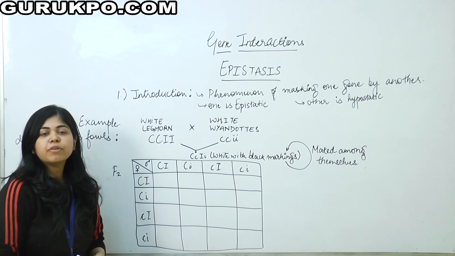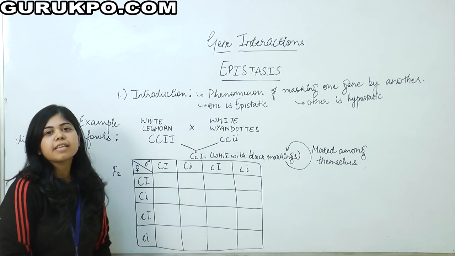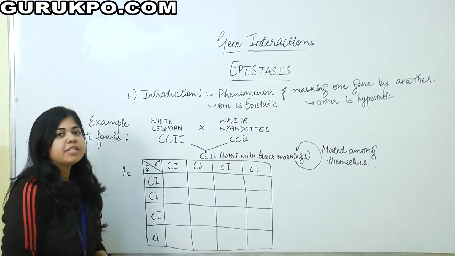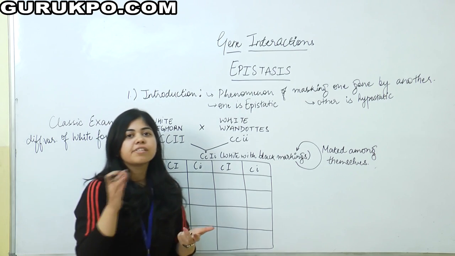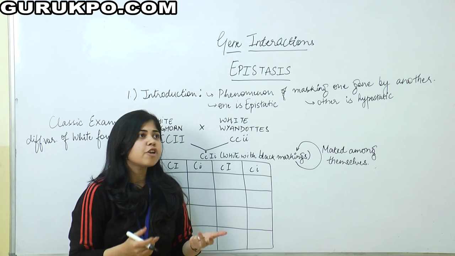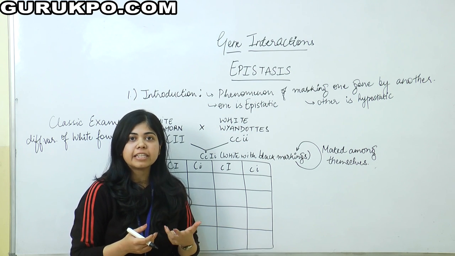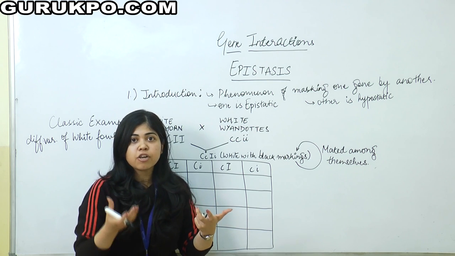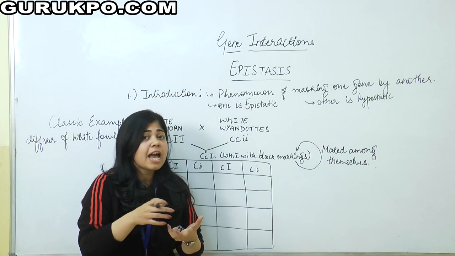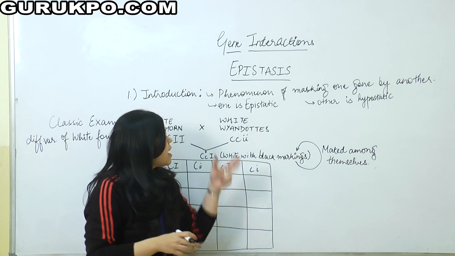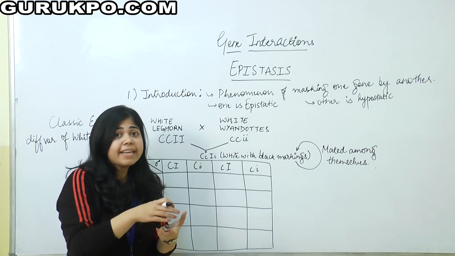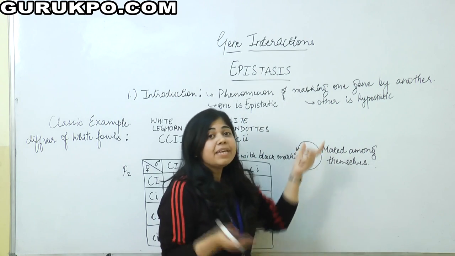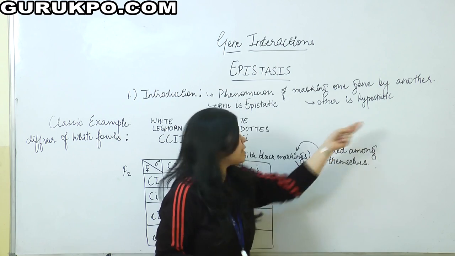One example of gene interaction that we'll be studying today is epistasis. Epistasis is the phenomenon of masking one gene by another. That means one gene will inhibit or suppress the expression of the other gene. It is not like alleles. These are two different genes with two different pairs of alleles. So one gene is dominant over the other gene and will not let the other gene express. In this case, the gene which is masking the character is known as the epistatic gene, and the other which is being suppressed is known as the hypostatic gene.